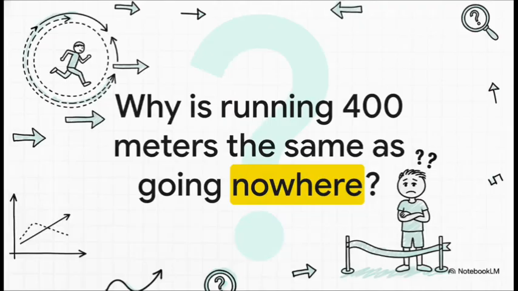All right, let me start with a little riddle for you. How can you run 400 meters, that's a whole lap around a track, a real workout, and still have gone absolutely nowhere? Think about it. The answer is kind of wild, and it's the perfect key to unlocking what we're talking about today.